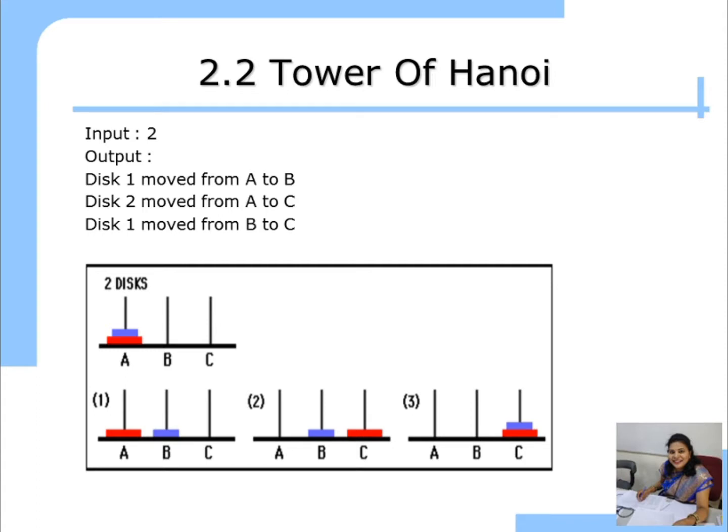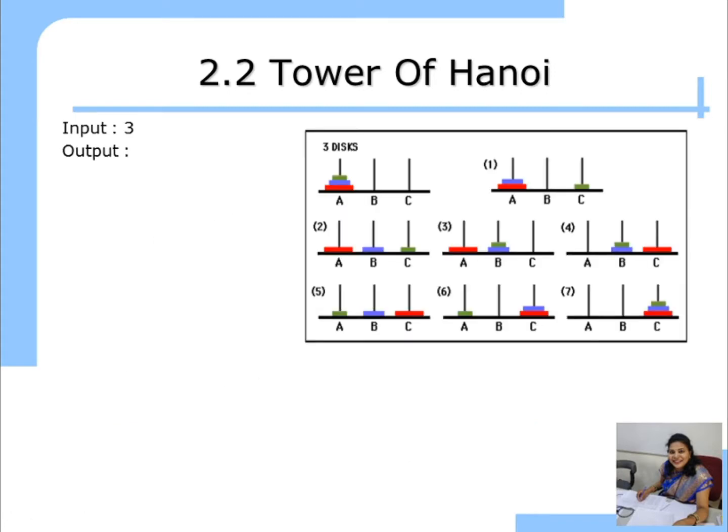You can move these two discs from A to C using 4 moves, or 5 moves, whatever. But we have to move this within the minimum moves. So this is the optimal solution for moving the discs from pole A to pole C.